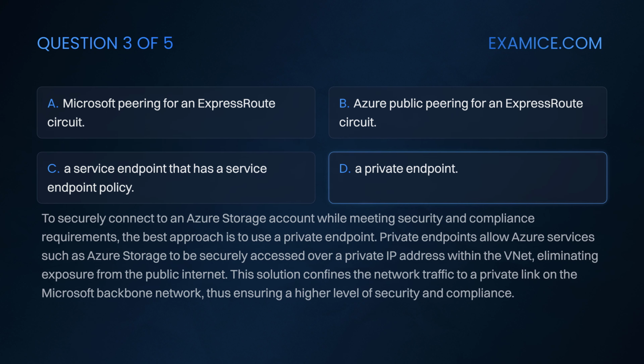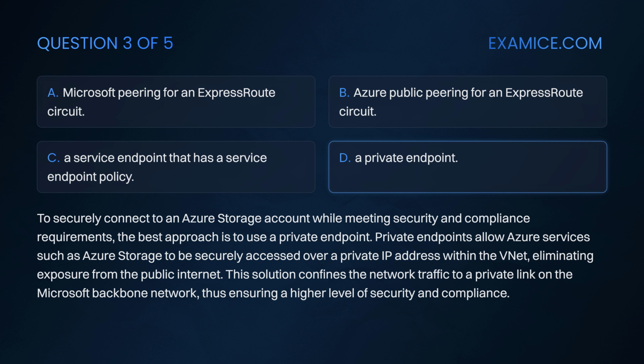To securely connect to an Azure storage account while meeting security and compliance requirements, the best approach is to use a private endpoint. Private endpoints allow Azure services, such as Azure Storage, to be securely accessed over a private IP address within the VNet, eliminating exposure from the public internet. This solution confines the network traffic to a private link on the Microsoft backbone network, thus ensuring a higher level of security and compliance.